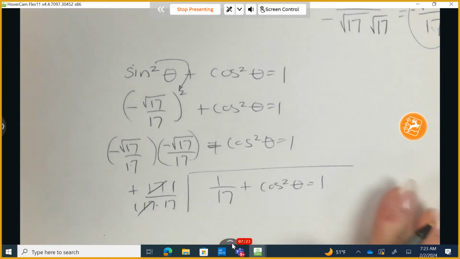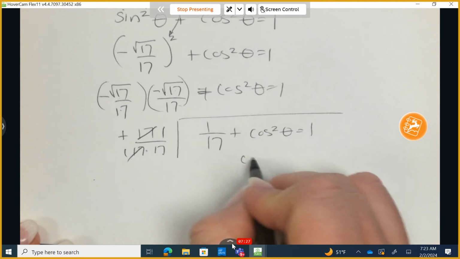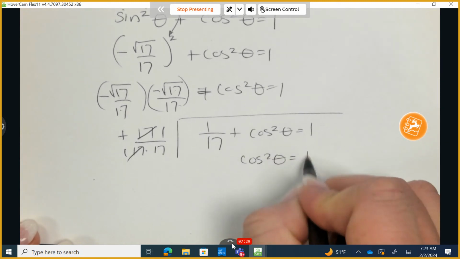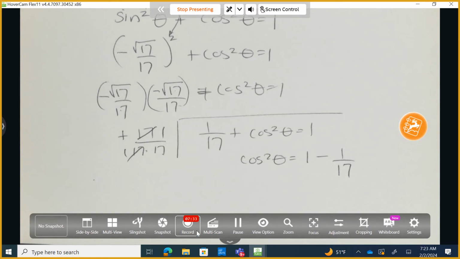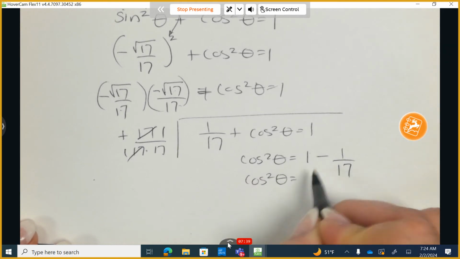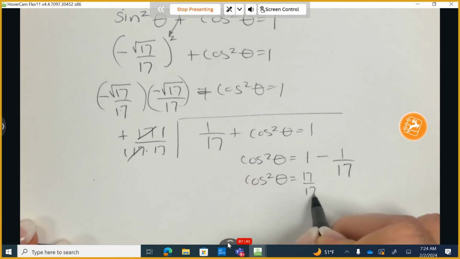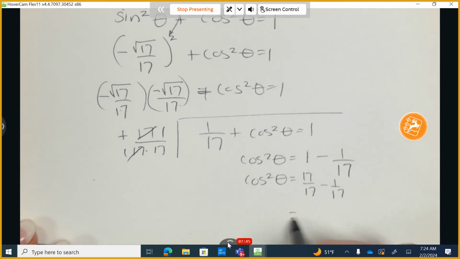How do I isolate cosine? I'm going to move this to the opposite side. It was positive. When it moves over, it will become negative. So 1 subtract 1 over 17. Let me just pause. What's next with this? As I try to isolate the cosine, I'm going to rewrite 1 as 17 over 17 because 17 divided by 17 is equivalent to 1. And I get 17 minus 1 is 16 over 17 equals cosine squared.